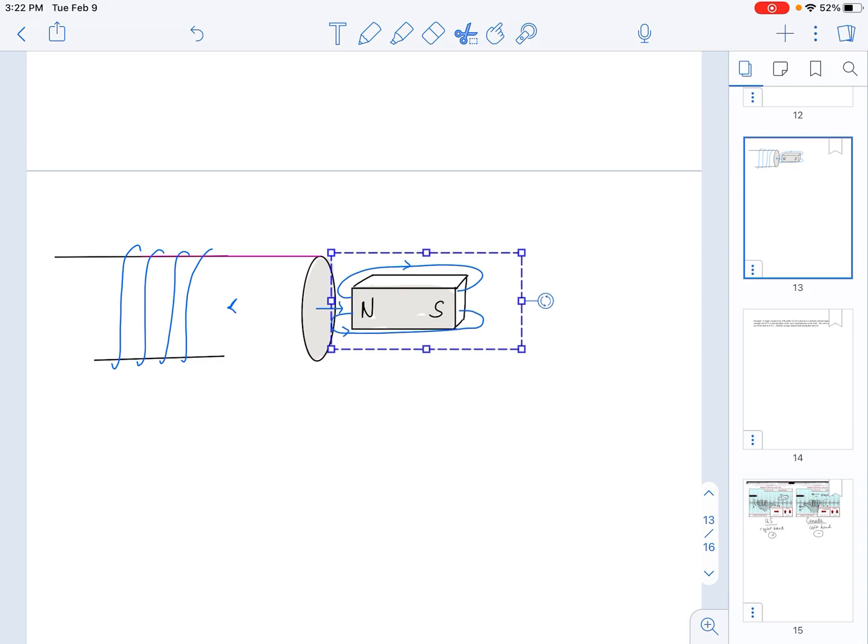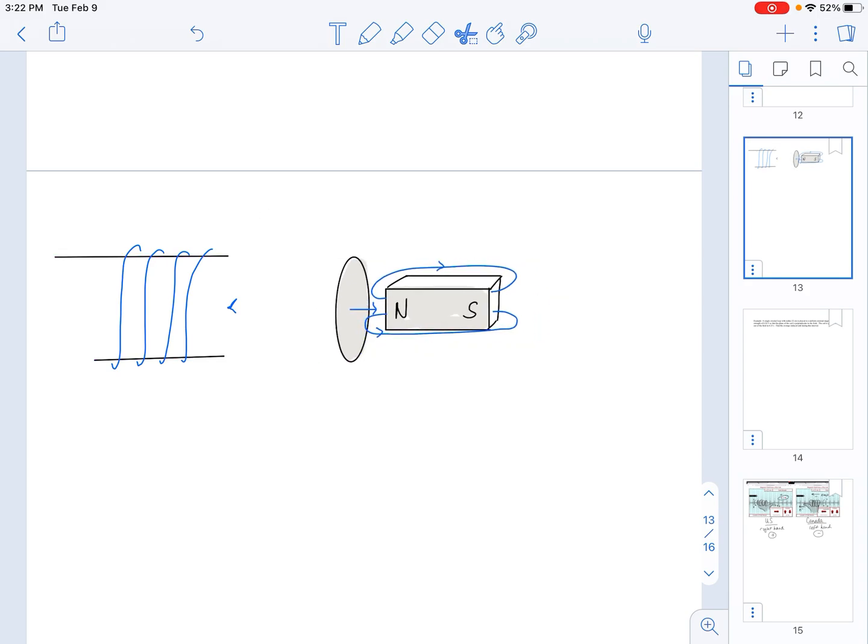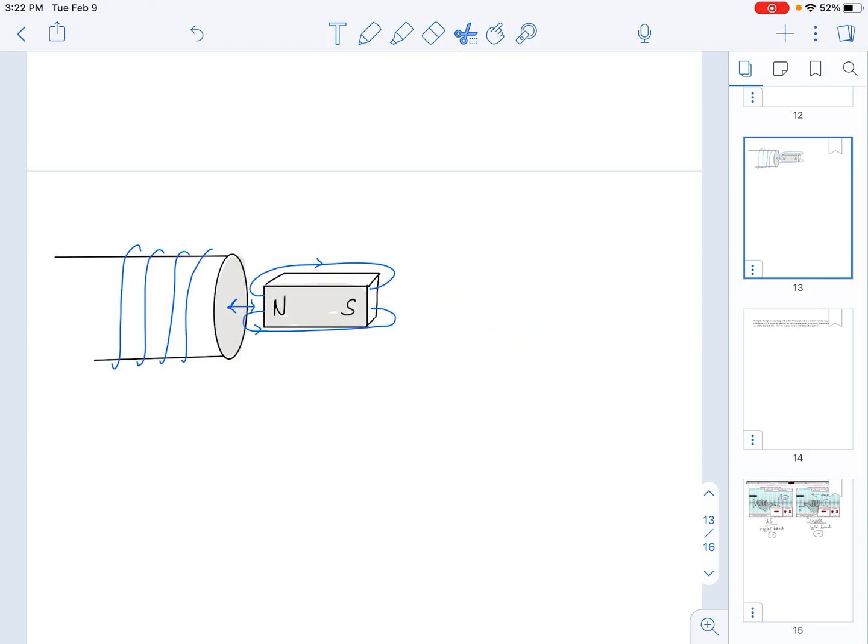So let's think about this. Oh, let me fix this a little bit. I don't want to take that with. Delete just a little more. Clean it up. Okay, sorry folks, almost there.